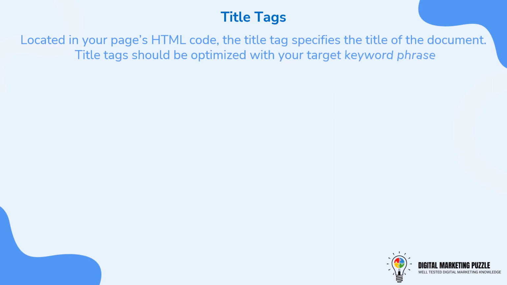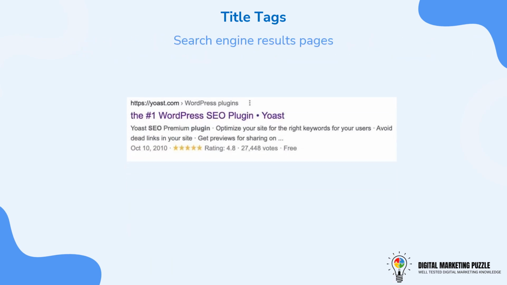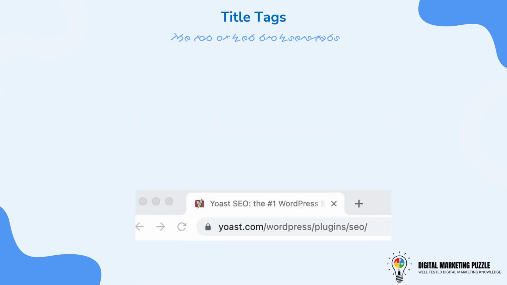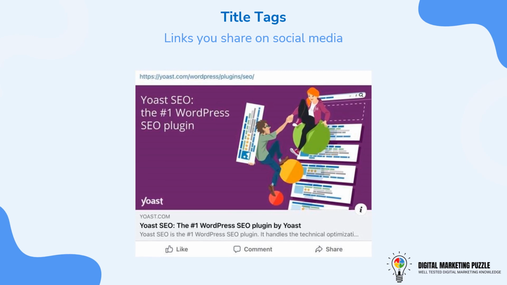Title tags. Located in your page's HTML code, the title tag specifies the title of the document. Title tags should be optimized with your target keyword phrase. Once added to your HTML code, title tags are visible on search engine results pages, the top of web browsers or tabs, and links you share on social media.